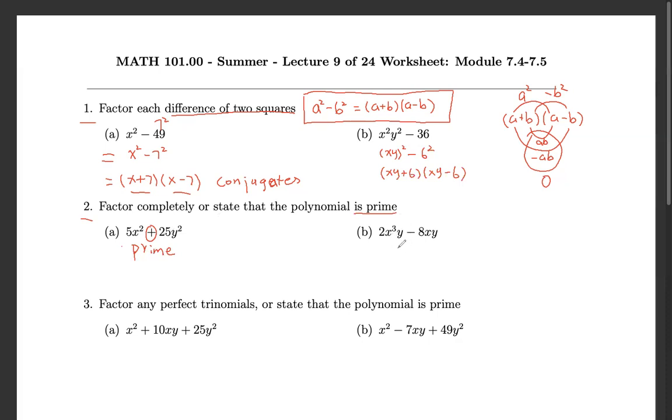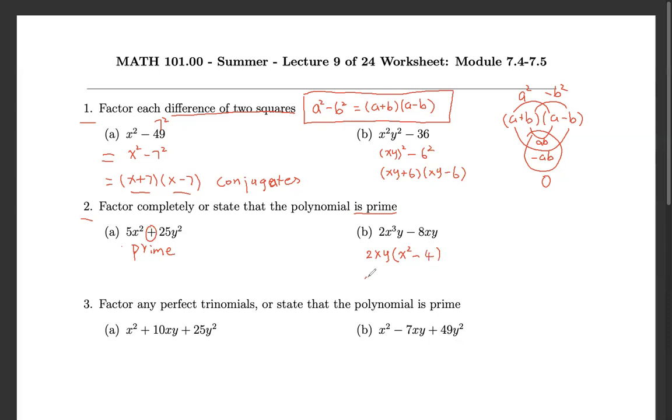Let's see this one. This one, we see the two terms have common factors. Right? 2 is a common factor. X is a common factor. Y is a common factor. So we like to factor out that. So the first one, when we factor out 2xy, what's left? X squared. Okay. So 2xy times x squared is 2x cubed. And the second one, 8xy, when we factor out 2xy, we're left with negative 4.